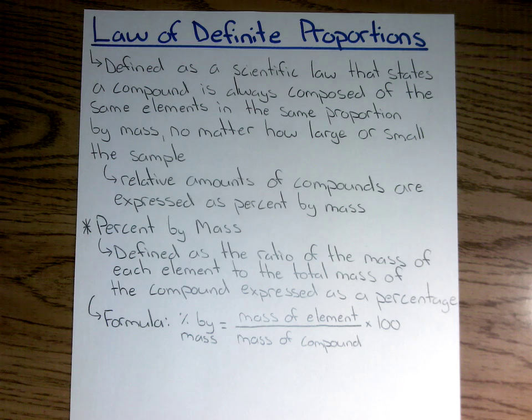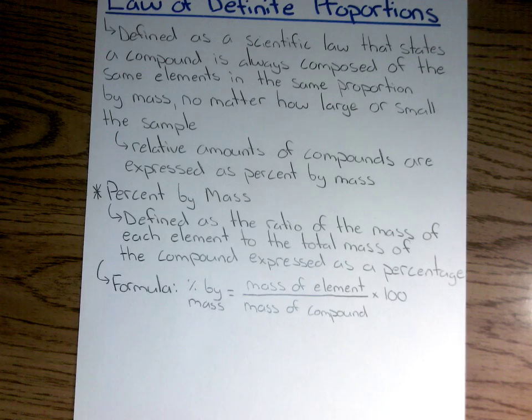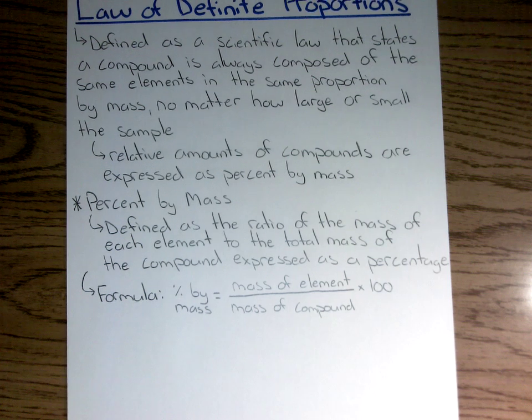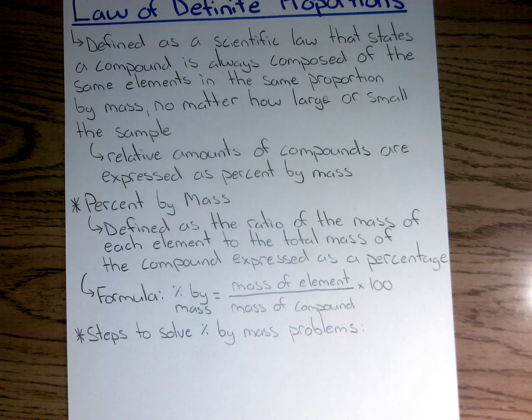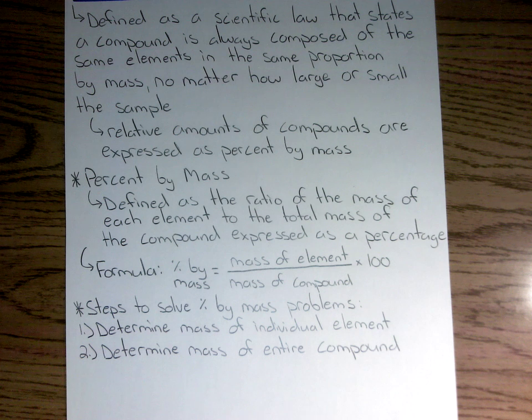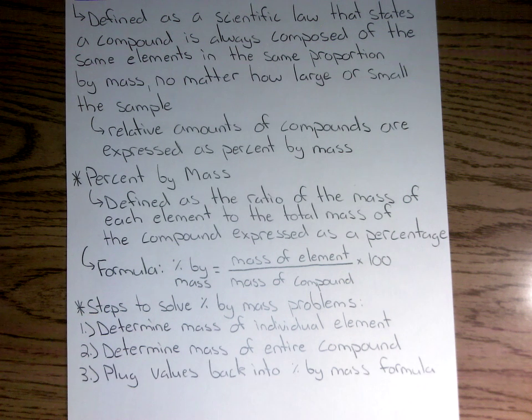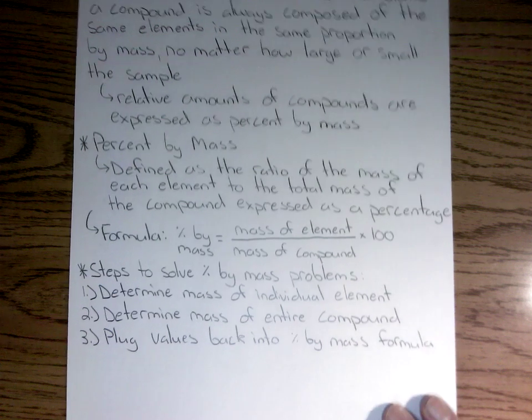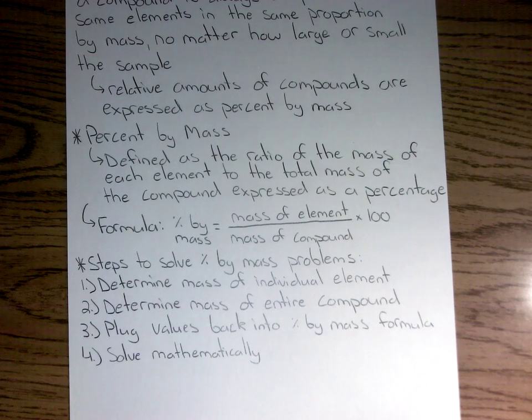So I always like to have some steps to be able to solve our mathematical operations. The first two steps are, number one, determine the mass of the individual element, and number two, determine the mass of the entire compound. Once you've determined those values, you need to plug them back into the percent by mass formula. Once you have them in that formula, you simply solve mathematically. Okay, so let's put this formula to the test in a couple example problems.